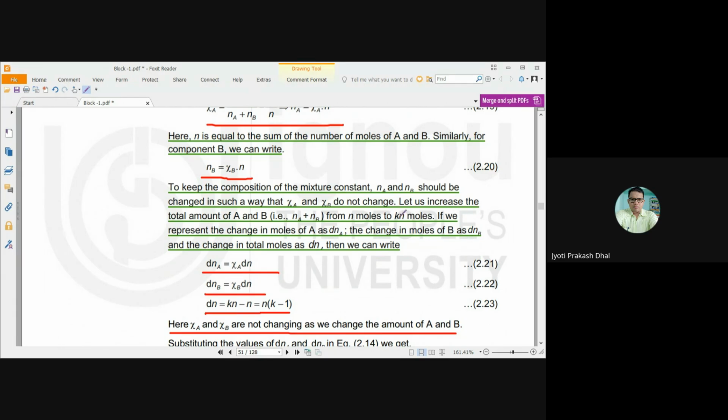Let us increase the total amount of A and B. So that means here we have to change the number of moles of A and number of moles of B, so that there will be no change in mole fraction of A and mole fraction of B. That means simultaneously you will add moles of A and moles of B. So let us increase the total amount of A and B.